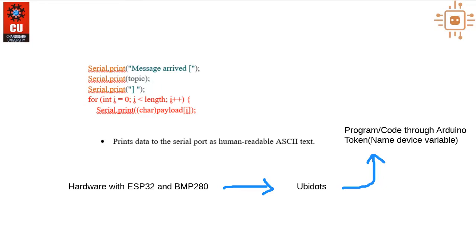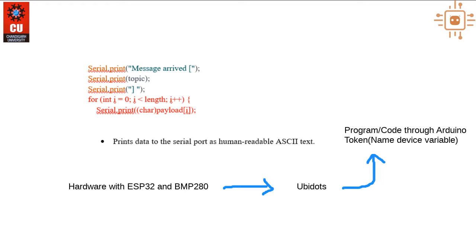So one thing is that we have the hardware. In hardware we have the ESP32 as IoT platform, and the BMP280 as weather monitoring sensor. These sensed values will be monitored by Ubidots. Ubidots is an online platform used for cloud applications. In Ubidots we have the token and the device variable names, so these things we have to change in the program or in the code.